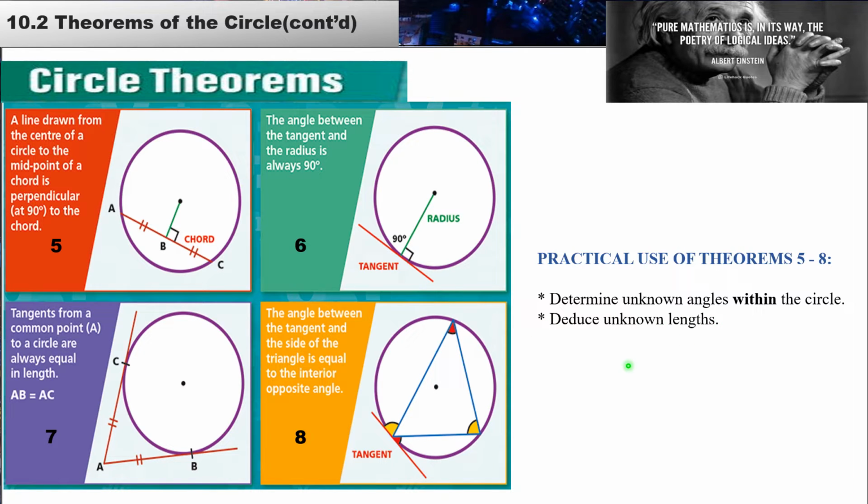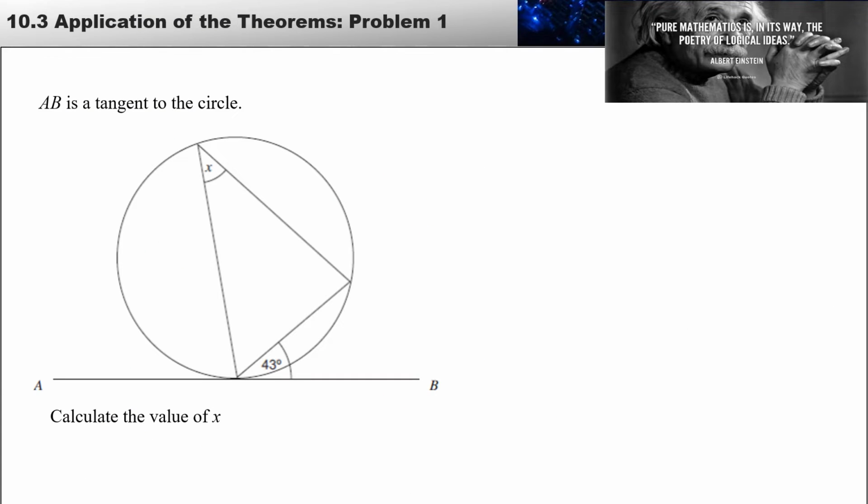So how about we dive in now and look at some problems to see exactly how we use these theorems to come up with answers for angles and lengths. So let us apply the theorems now to actual problems. We will start with this one. AB is a tangent to the circle. Calculate the value of x. So take a moment and pause this video and see if you can work out the value of x. Pause the video now.